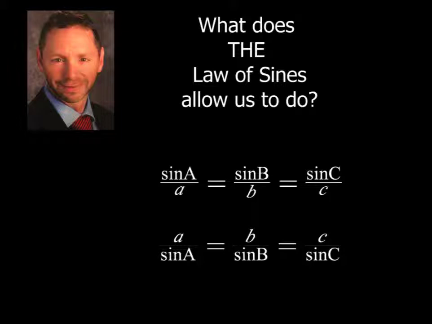Now there's two versions of this formula. One where we have the angle data on top, sine A over A, sine B over B, sine C over C. And the other version, we've got the sides on top. So little a, little b, and little c are these side lengths, and they're on top. But we'll talk about that a little bit more, because you want to use one of those in different situations.